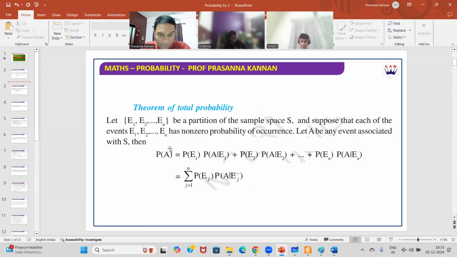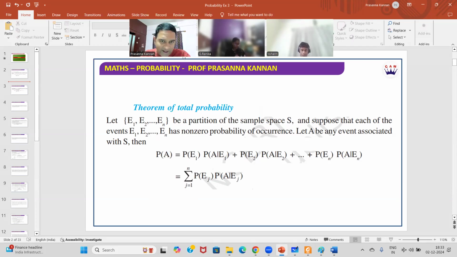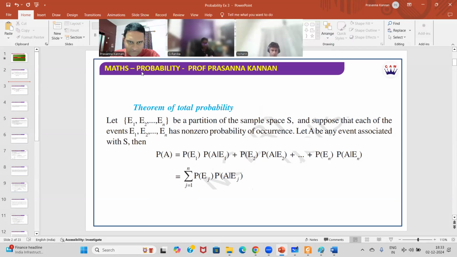Then the total probability that A happens is given by P of E1 multiplied by P of A given that E1 has happened, plus P of E2 multiplied by P of A given that E2 has happened, and so on and so forth. Okay. This is what we call the theorem on total probability. You will get complete clarity when we do a question based on this.